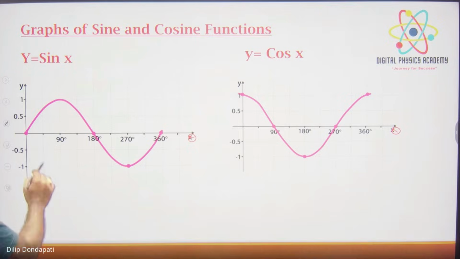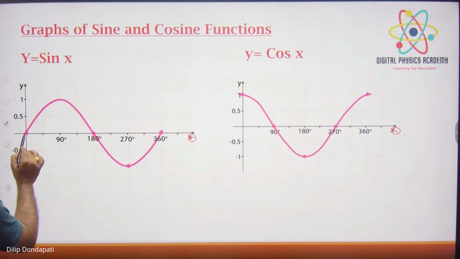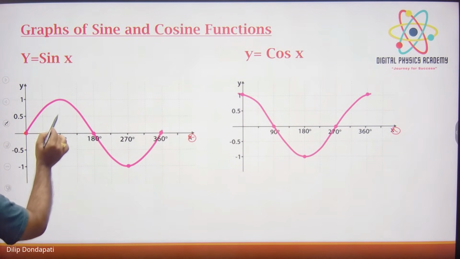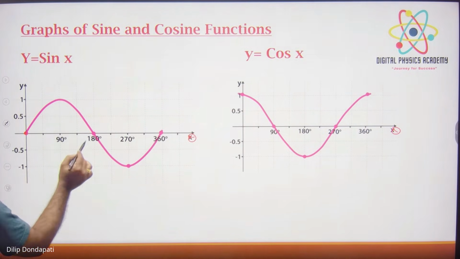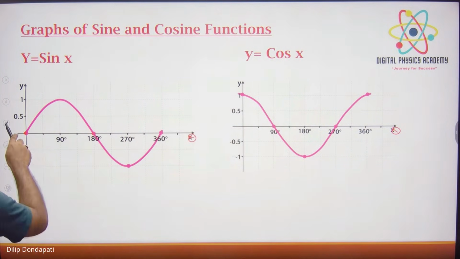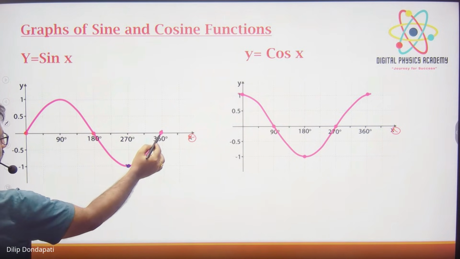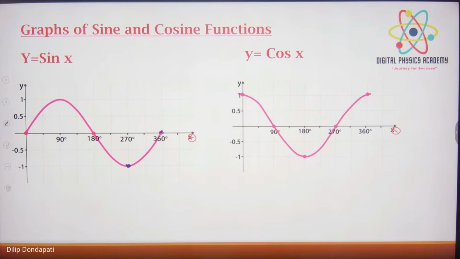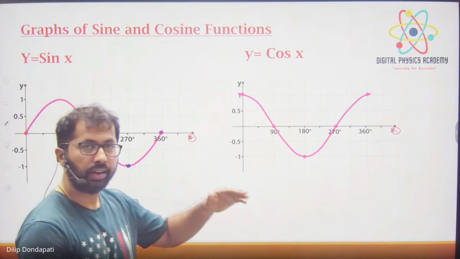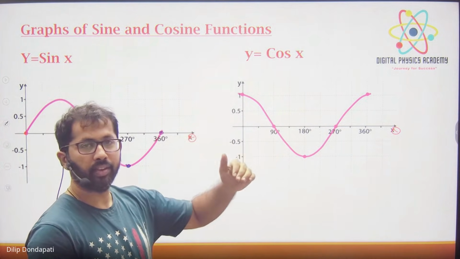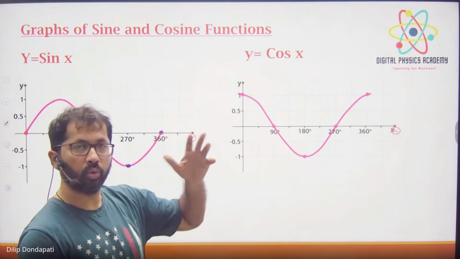Okay. Now see, sine 0 is 0. Sine 90 is 1. Sine 180 is 0. Sine 270 is -1 and sine 360 is 0. Till now you studied only till 90, right? Now we are going further, to 270 and 360. How to tackle, we'll see.